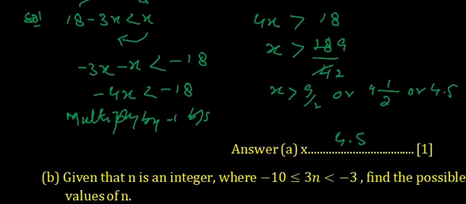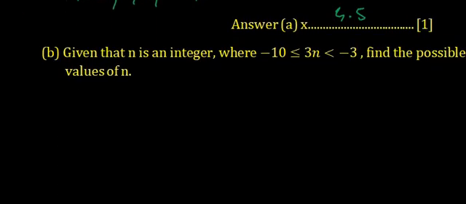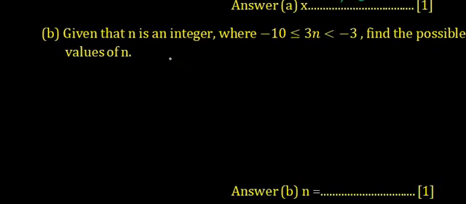Now move to part B. Given that n is an integer, where integer means a whole number, it can be either minus or plus, but not a fraction or a decimal, where minus 10 is less than or equal to 3n, and 3n is less than minus 3. First we rewrite the whole inequality: minus 10 less than or equal to 3n less than minus 3. Now we have to find the value of n.